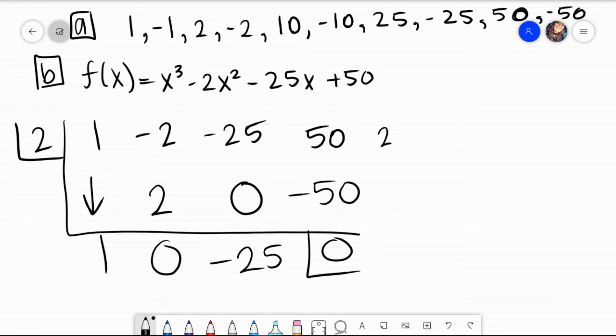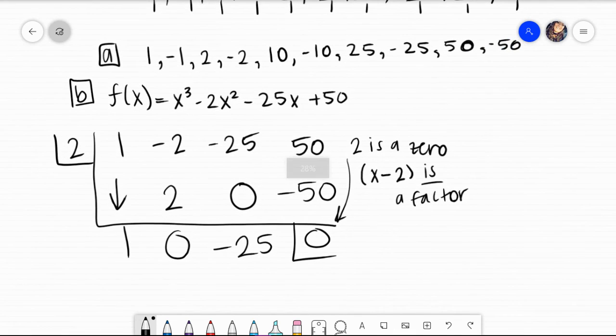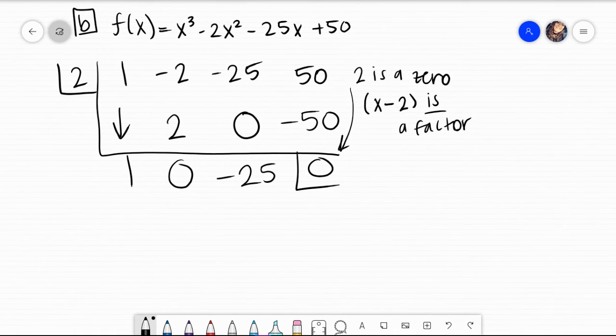This means that 2 is a 0 of this polynomial because whenever I actually divided by my 2, my remainder is 0. And so this also means that x minus 2 is a factor. That's good news. That's what I want. Once you get to here, you can pretty much go ahead and finish the problem. Let's look to see what we got whenever we did our division. What was our quotient? So I have this right here. That's what I'm looking at.